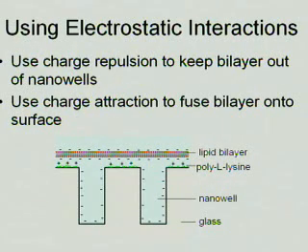I'm currently trying to coat the inside of the nanowells with BSA, which is bovine serum albumin, a protein that's negatively charged and inhibits bilayer formation. But the difficulty lies in getting the BSA only in the nanowells and not on the surface of the glass, and the polylysine only on the surface of the glass and not in the nanowells, so that you have this charge difference. And so I'm still trying to figure that out.